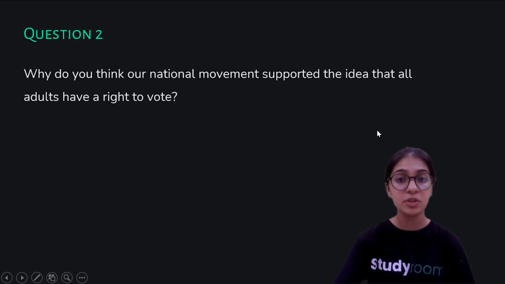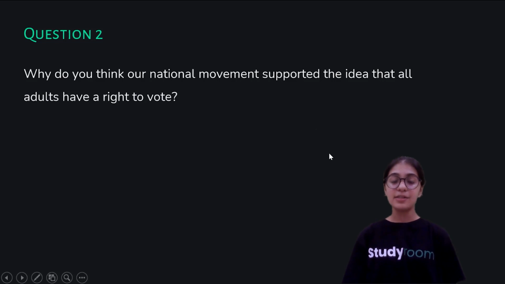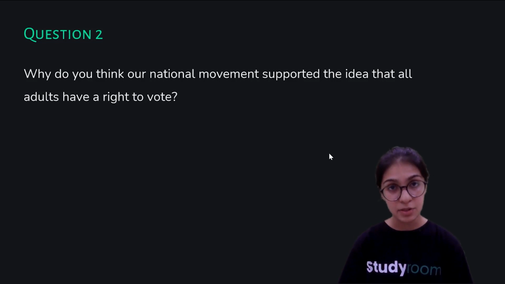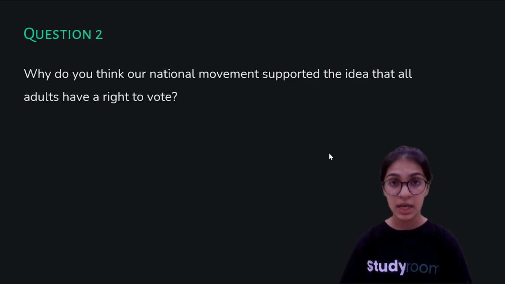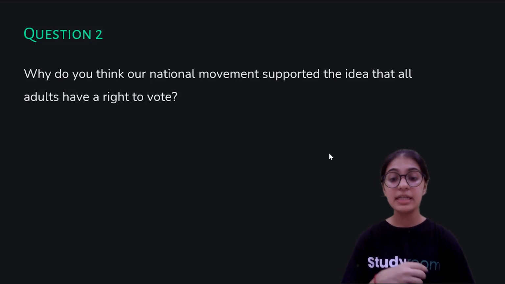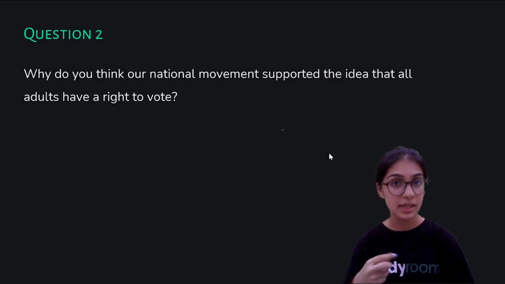Alright, moving forward to the next question. Why do you think our national movement supported the idea that all the adults have the right to vote? So basically, as I told you, there were nationalist leaders who were fighting for the independence, and at that time they realized that each and every citizen should be given the right to vote in order to indirectly participate in the decision making process of the law making of the country. Basically, this right gives the citizens the chance to be a part of the decision making, which makes India a democratic country.